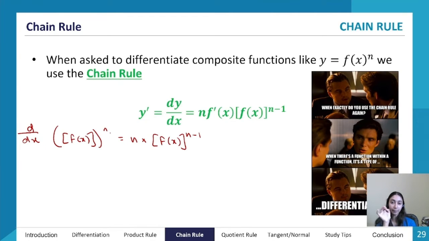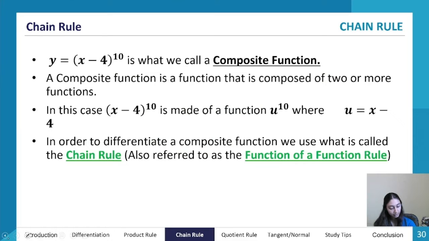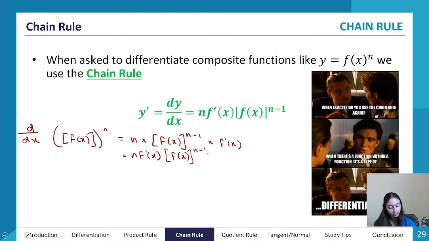But the next thing is something that we need to do that's not in the x version. And that is we also need to times by the derivative of what's inside this function. So we're going to also times by f dash of x, which gets us to n f dash of x, f of x to the power of n minus 1. Okay, I think there's an example in the next slide. Yeah, we'll use that example in a sec. Let's do this one first.